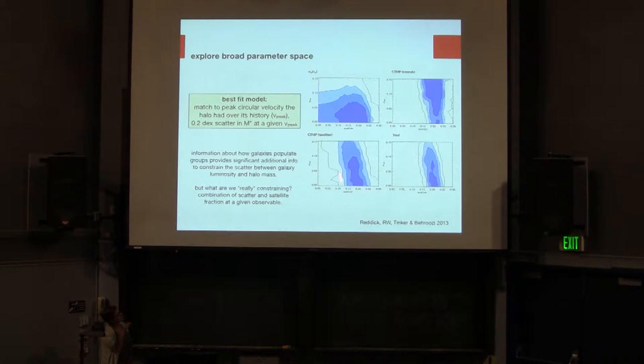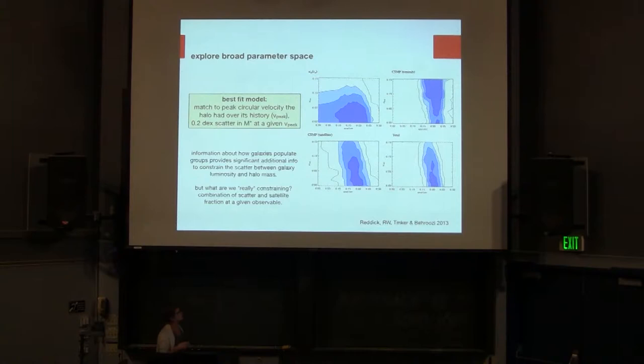So this shows the constraint on the scatter, which is now constrained basically to be about 0.18 dex in stellar mass at a given halo property. In this case, the halo property that we used was the peak circular velocity that the halo ever had.